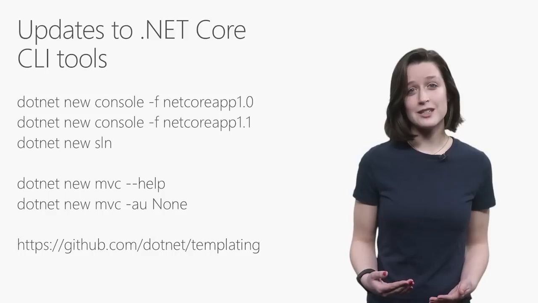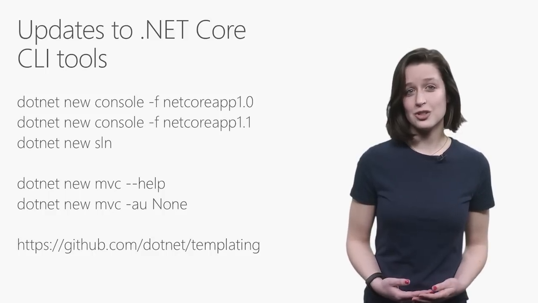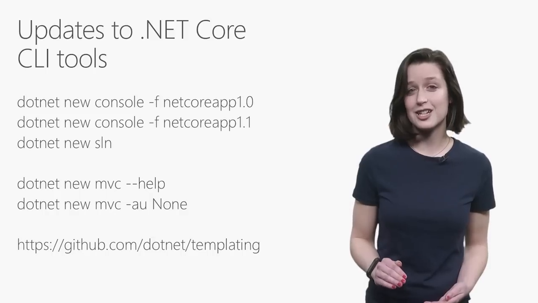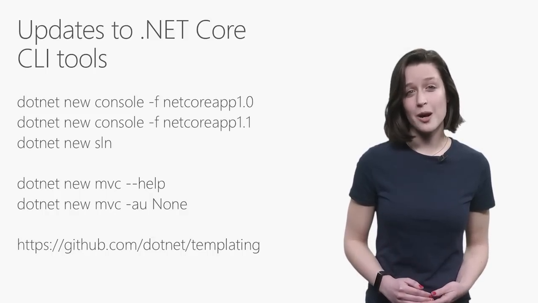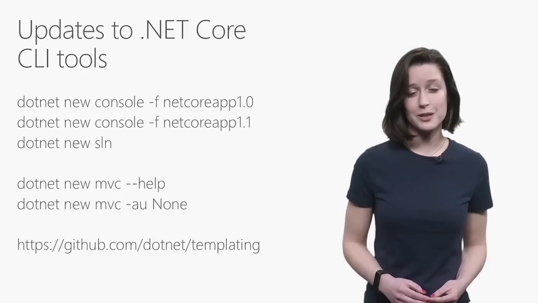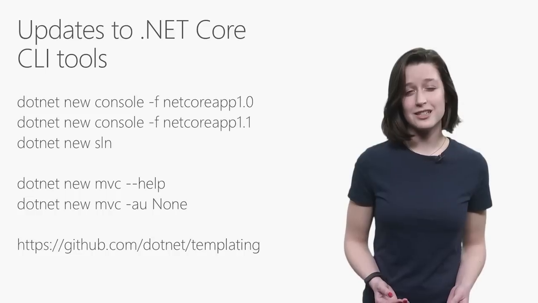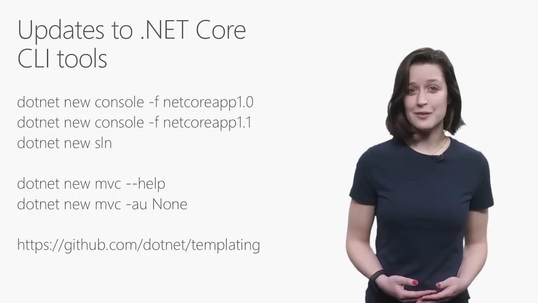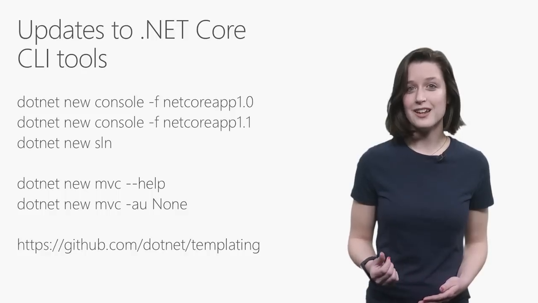But if I wanted to see what MVC templates I had to choose from, I could instead run dotnet new mvc --help. This will list all the properties I can use to initialize the template with. For example, one of those is no authentication template for MVC. To initialize that, I now know I can run dotnet new mvc -au none.